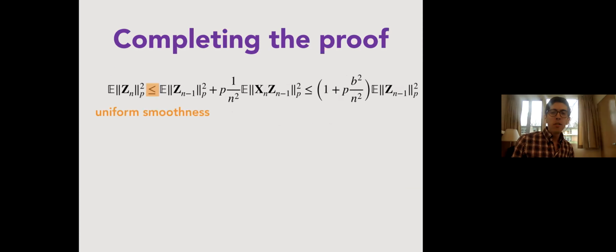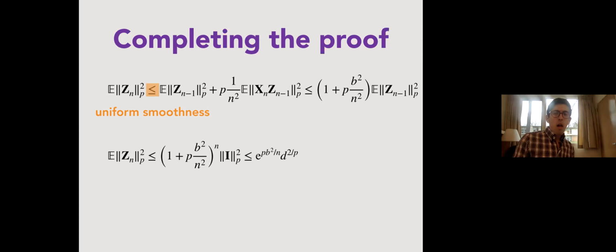Uniform smoothness allows us to write down almost the same inequality, now with a less than or equal to sign, and with an extra factor of p in front of b squared over n squared. So uniform smoothness, we can write down almost the same thing up to this extra factor of p. And if we recurse this inequality via exactly the same idea, we get the following bound.